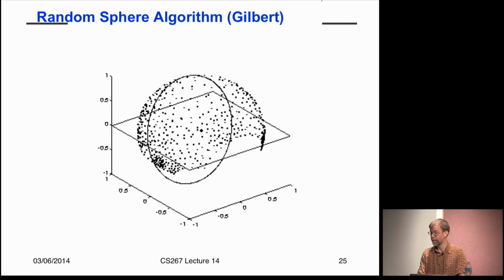surface of the sphere. And now I just basically take a random plane through the origin. And that intersects the sphere in a great circle, and that's my dividing line. I could have picked any one, randomly; any sphere works with high probability.